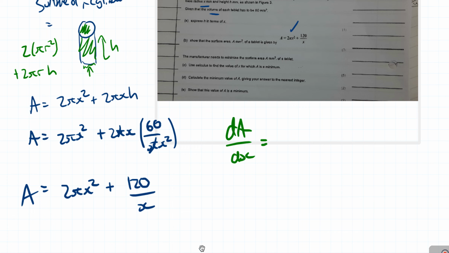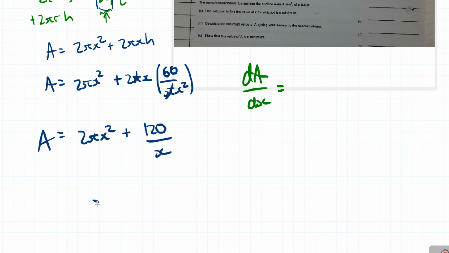Well, the first thing that I would do here is actually rewrite this equation, not for the first term, but for the second term. It just ensures that we don't make a mistake. So this is the same as 2 pi x squared plus 120 x to the power of minus 1.